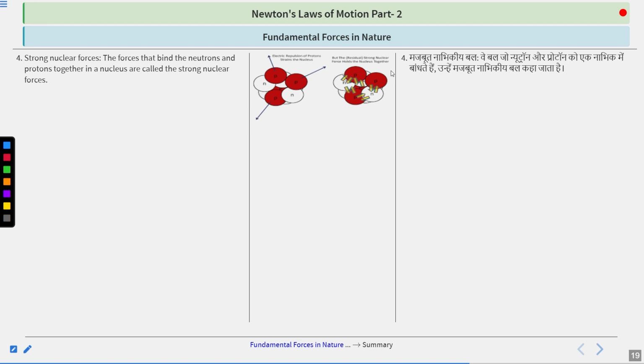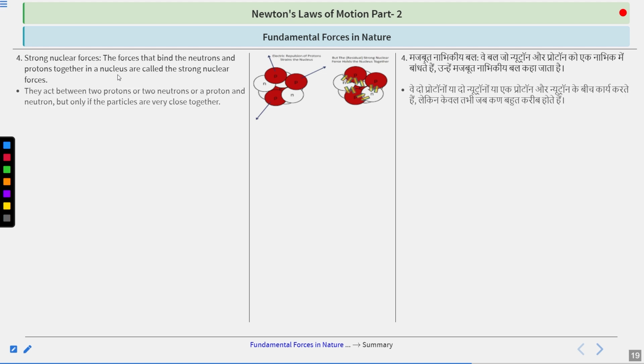Now the strong nuclear force, the last fundamental force in nature. The force that binds the neutrons and protons together in the nucleus is called the strong nuclear force. Neutrons are neutral, protons are positively charged particles. In the nucleus of an atom, neutrons and protons are present. So the force having the capability to bind these two in the center of the nucleus is called the strong nuclear force.